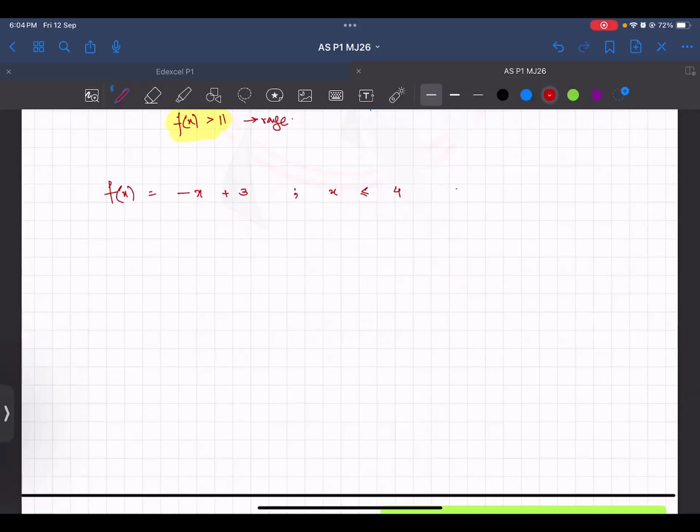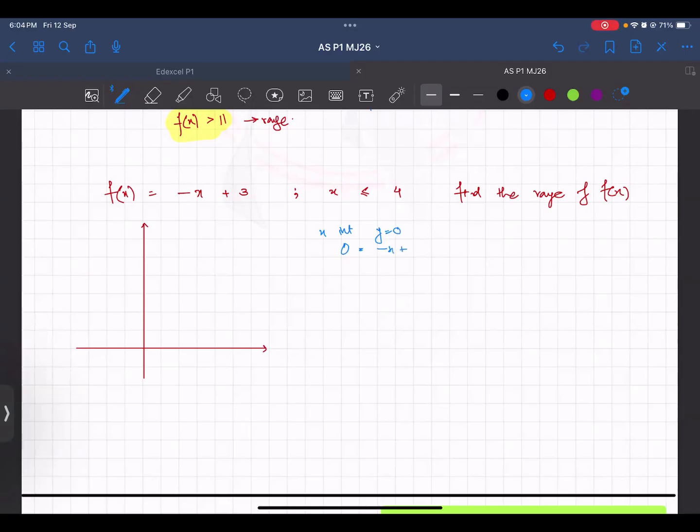Let's suppose it is x less than or equal to 4. Find the range of f(x). So it's always better to have the graph. You will draw a short, very crispy graph, the x-intercept and the y-intercept. So for the x-intercept, we know y is 0. So 0 is equal to minus x plus 3. So x is equal to 3. This is your x-intercept.